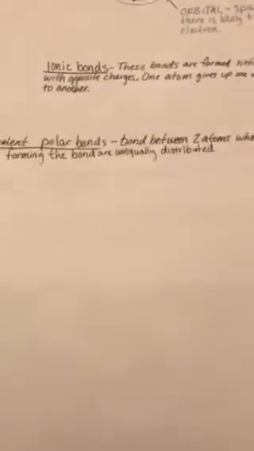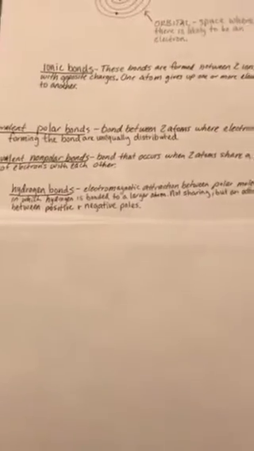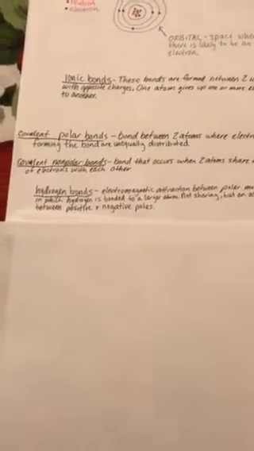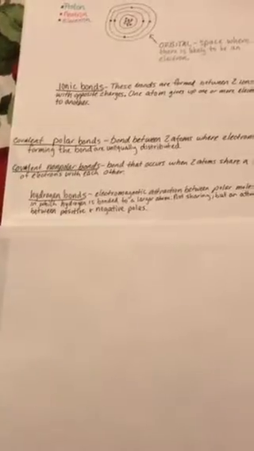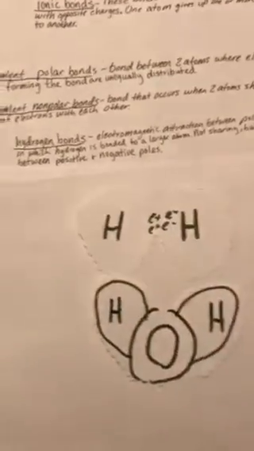The last bond I'd like to go over with you is the hydrogen bond. Hydrogen bonds are an electromagnetic attraction between polar molecules in which the hydrogen is typically bonded to a larger atom and is not sharing, but is an attraction between positive and negative. The two examples here, like I brought out, are the H2 and the water molecule.